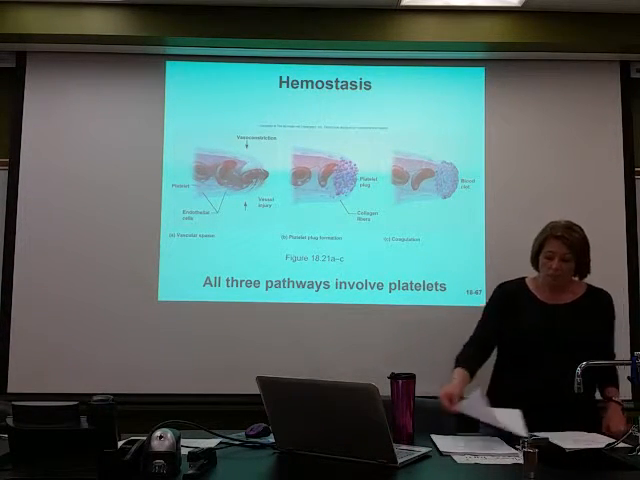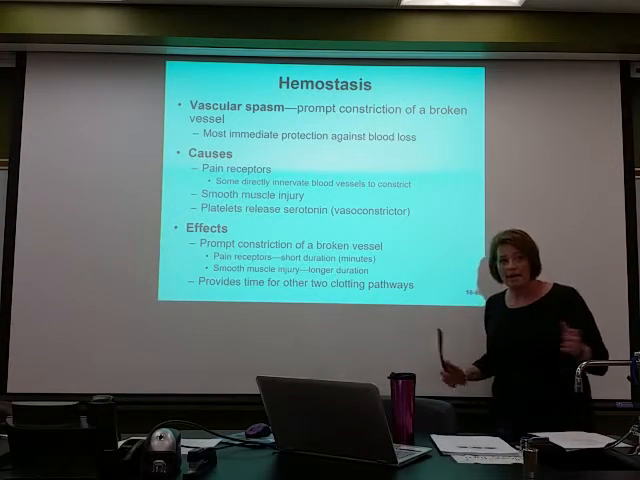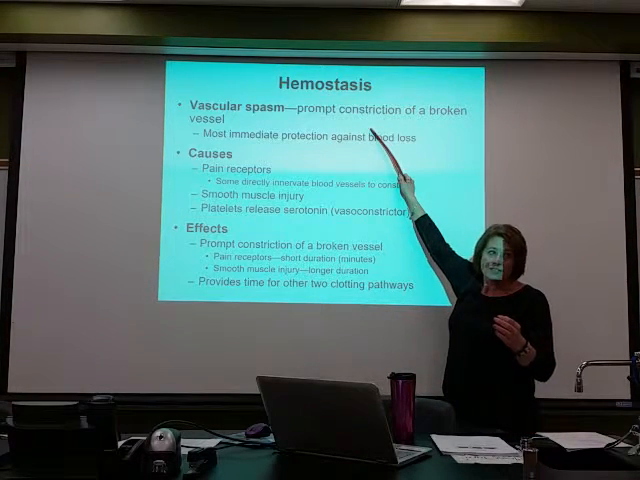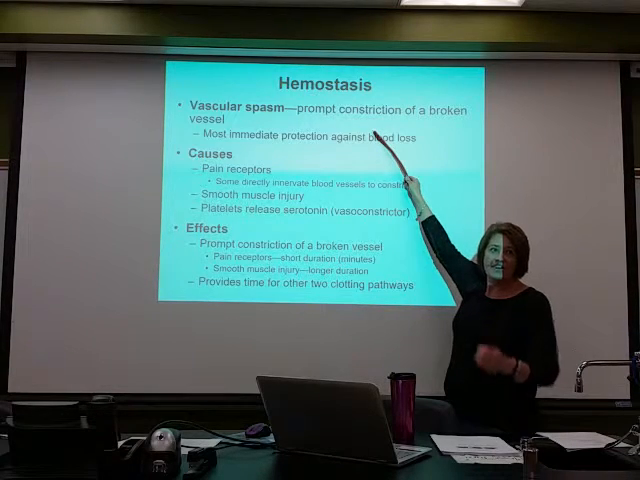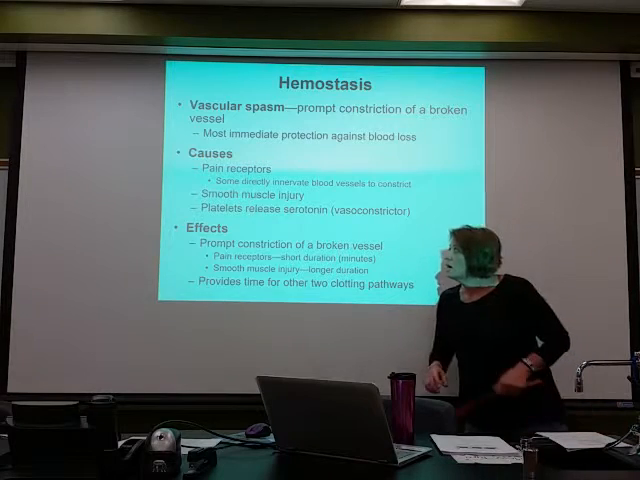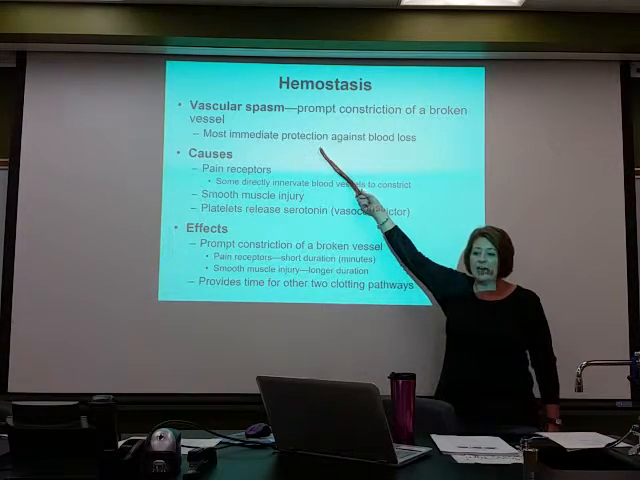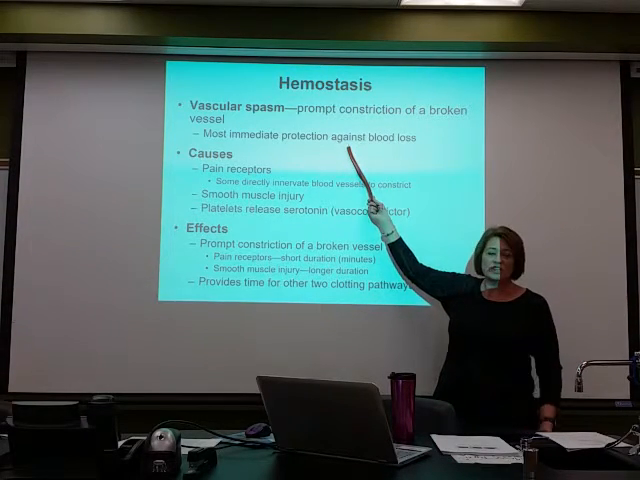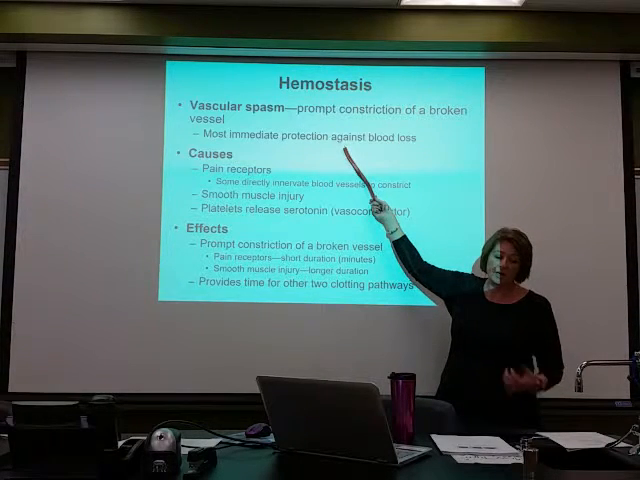So, the clot and the vascular spasm in this hemostasis trying to stop the blood flow. When the vessel is breached, so when that vessel is broken, the damaged cells of that vessel will release chemicals. In the first step, the vascular spasm, there is very prompt constriction. It's our first and most immediate protection for blood loss.